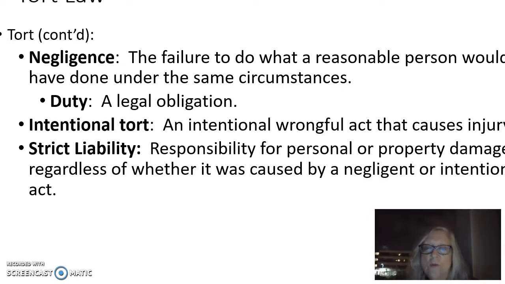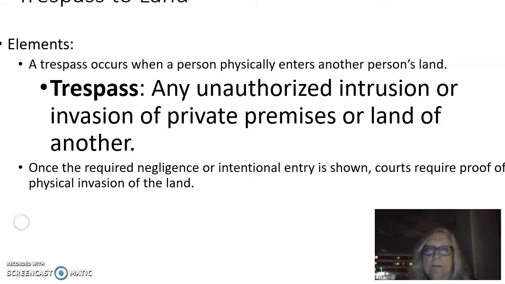Intentional torts are something wrongful and intentional that I do that causes injury, like a trespass. If I intentionally trespass on your property and it injures your property in some way, that's an intentional tort. Strict liability is when you have responsibility for damage, regardless of whether it was caused by negligence or intentional acts. For example, keeping dangerous wild animals on property that you know are dangerous. Even if you've done your best to not be careless in taking care of those animals and you haven't done anything intentional, if one of those animals hurts somebody, you may be held liable under strict liability.